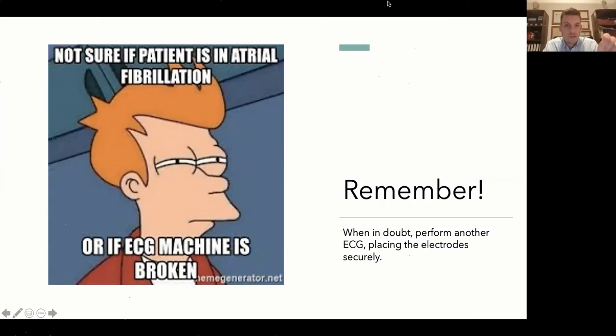Now, this is also a thing. This occurs a lot. So, in clinical practice, if you're not sure if the patient is fibrillating or if an ECG machine is broken, just perform it again, because some colleagues might say, oh my God, the patient is fibrillating, but there is no clinical evidence to support that. Atrial fibrillating patients will have a pulse that is weird. It will feel different every second.